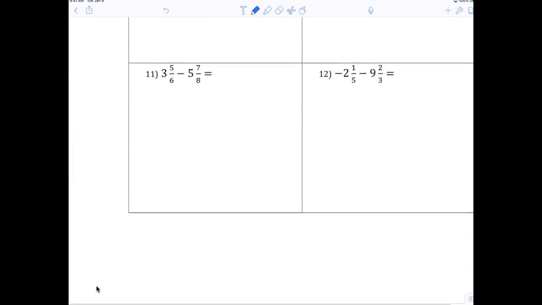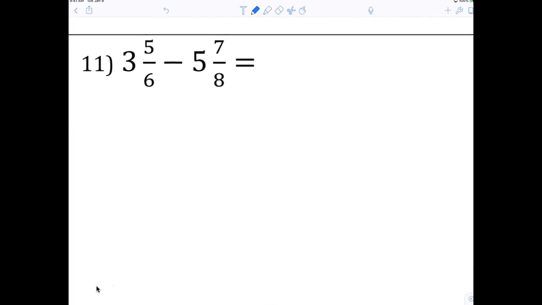Let's continue on. Now here's a trick, not really a trick, but here's something I need you to do. Are we adding or subtracting these fractions? Subtracting. Always put the largest whole number first. So this becomes negative 5 and 7/8 plus 3 and 5/6. Please do me that favor. Learn to write it with the largest whole number first. Then you can tell whether or not you have to borrow. If you don't do that, it's harder to tell.